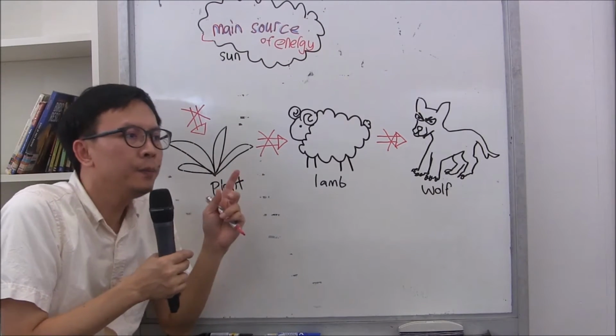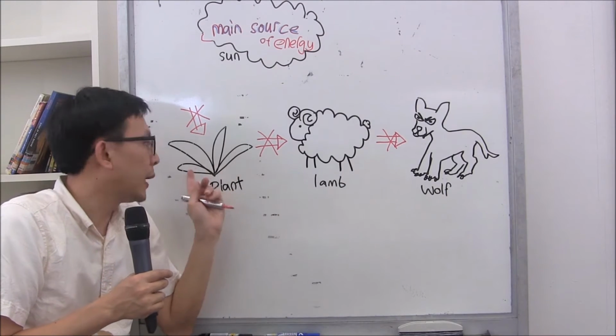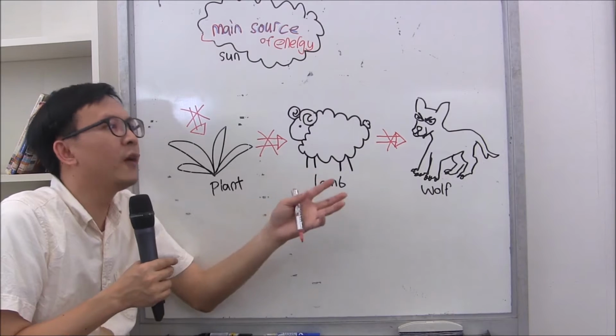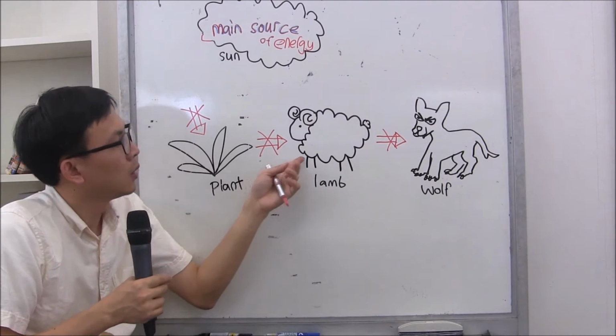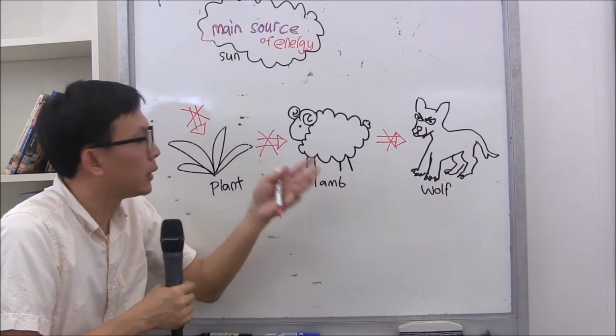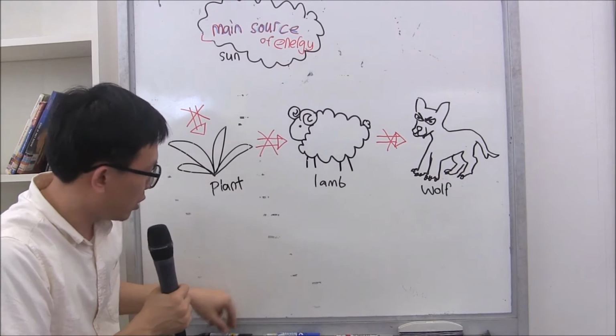Because without the sun, there will be no life form. Plants cannot make food. Lamb cannot find any plants to eat, and wolf will not be able to find any lamb to eat. There will be no life form. So we know that the sun is the main source of energy.